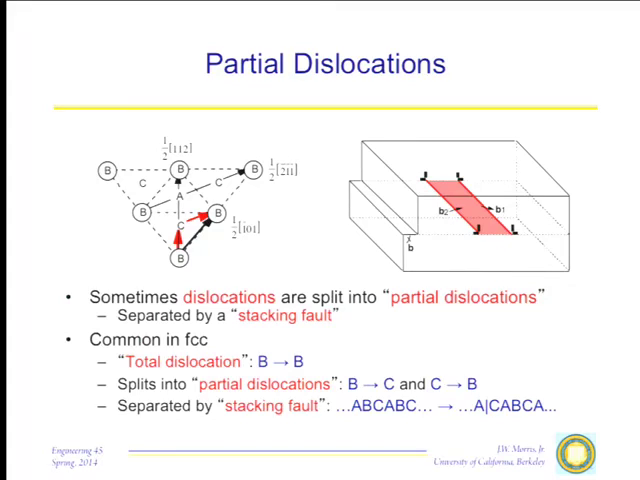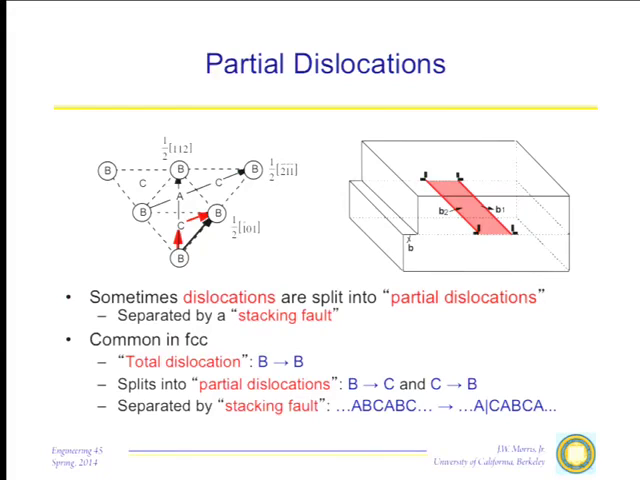In fact, in most close-packed materials, like face-centered cubic, like aluminum, the dislocations are actually two. We will have a dislocation that causes a slip B to C, and then a dislocation that causes a slip C to B. These two partial dislocations will often be split apart, with a stacking fault between them. If this is an area in which the atoms are in C sites when they should be at D sites, that's what's called a stacking fault.